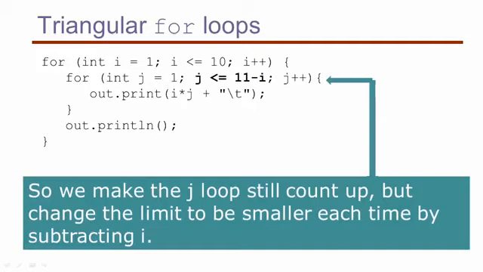However, we change the j loop limit such that it is smaller on each iteration of the i loop. We accomplish that by subtracting the value of i from a constant. This triangular loop nest will result in the correct values being printed above the diagonal.